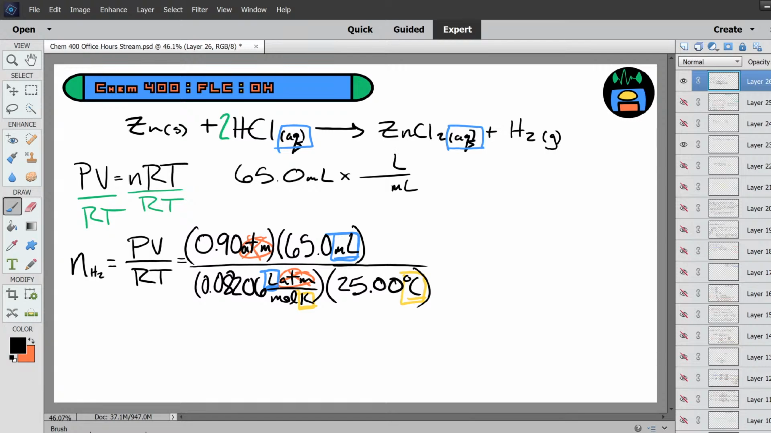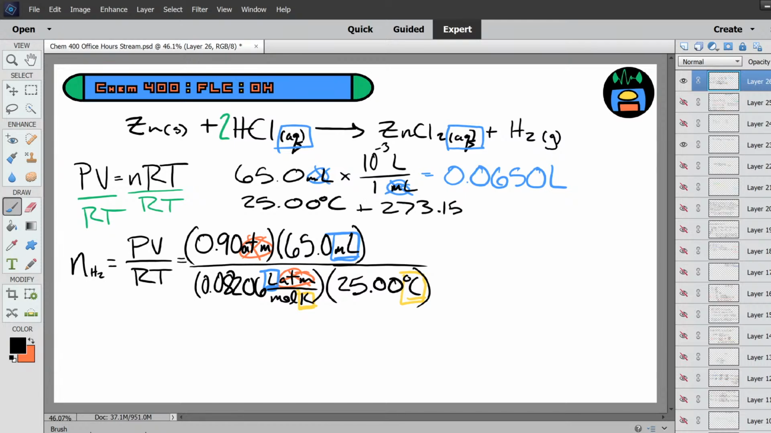So we put milliliters in the denominator, liters in the numerator. 1 milliliter is 10 to the negative 3 liters. So mils cancel, and this will be equal to 0.0650 liters. And then converting 25.00 degrees Celsius to Kelvin, we got to add 273.15, and that'll get us to 298.15 Kelvin.